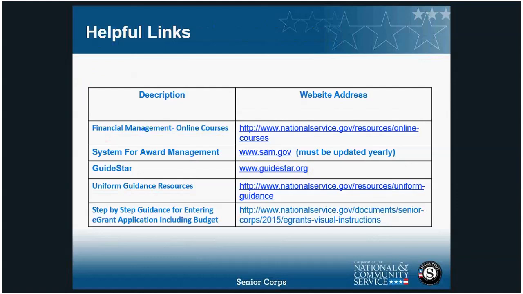And these are some helpful links. The nationalservice.gov site is a location where you can find some of the online courses, and you can also find the uniform guidance there. If you type in the keyword uniform guidance at the Knowledge Network on that site. And sam.gov is where you would update your CCR, and GuideStar is where your 990 would be located. And this is another link that takes you directly to the uniform guidance on nationalservice.gov. And I believe this site, the step-by-step guidance, shows you how to enter your budget in e-grants.